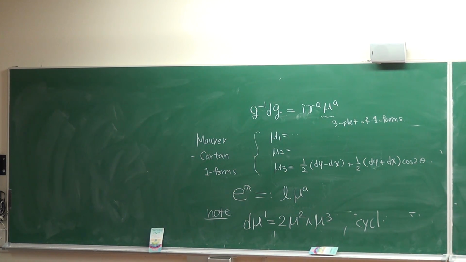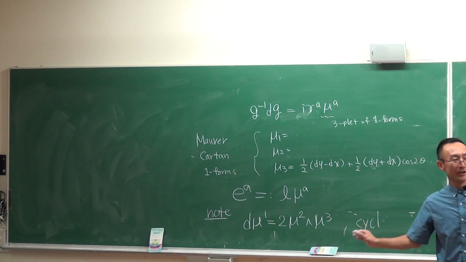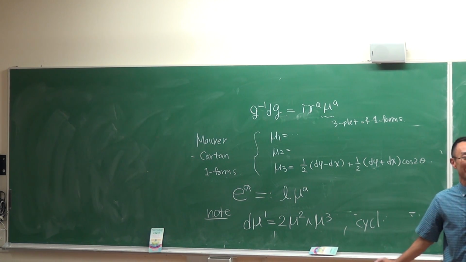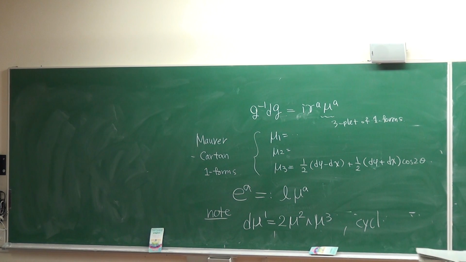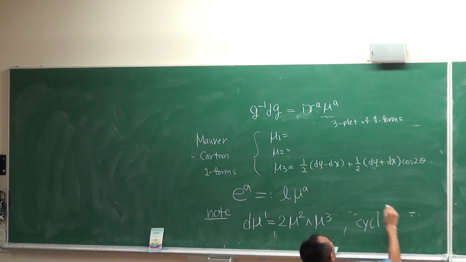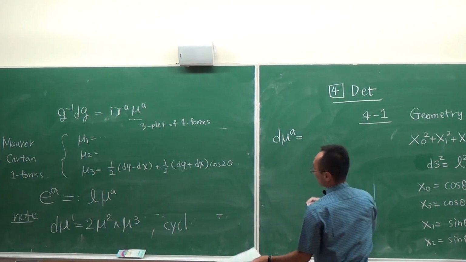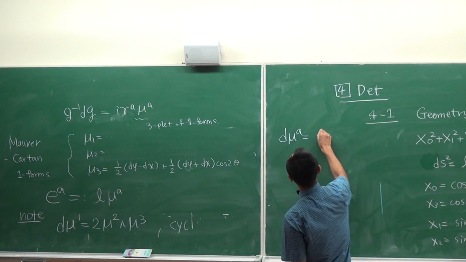The derivative of mu1 is just a product of mu2 and mu3, and we have another two equations which are just cyclic permutations. Or if I use the Levi-Civita symbol, I can rewrite this equation in this way.